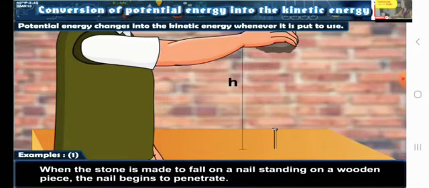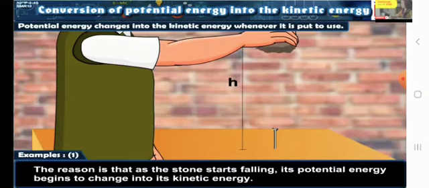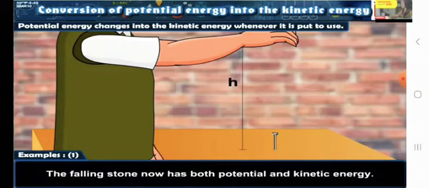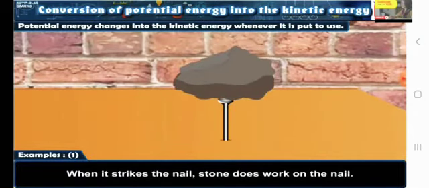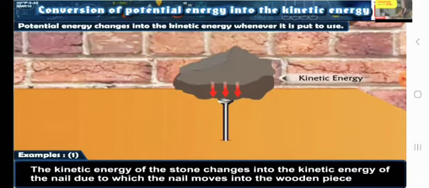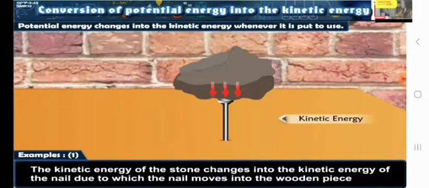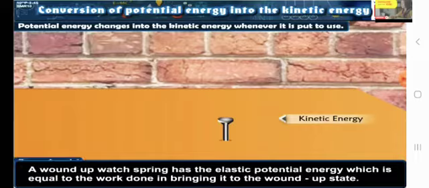When the stone is made to fall on a nail standing on a wooden piece, the nail begins to penetrate. The reason is that as the stone starts falling, its potential energy begins to change into kinetic energy. The falling stone now has both potential and kinetic energy. When it strikes the nail, the stone does work on the nail. The kinetic energy of the stone changes into the kinetic energy of the nail, due to which the nail moves into the wooden piece.